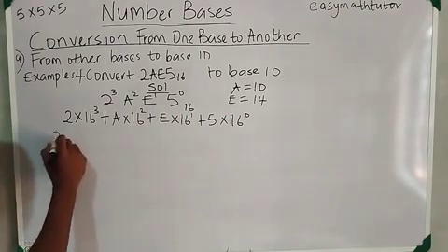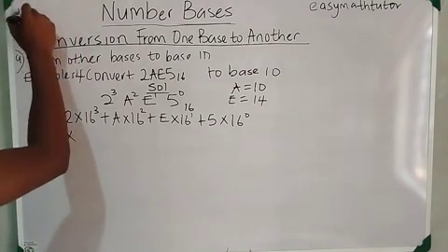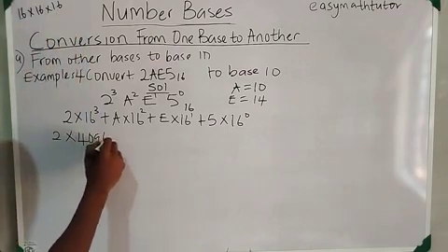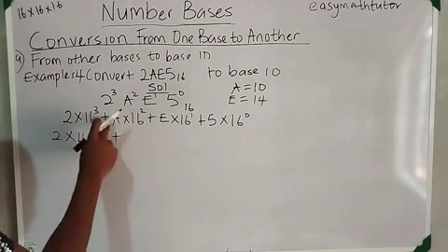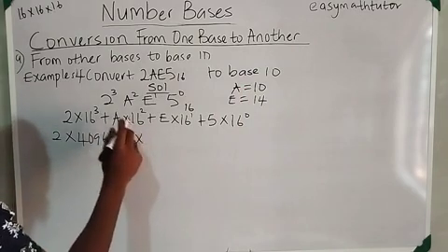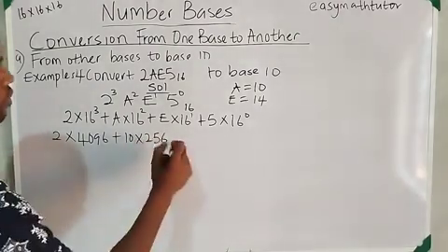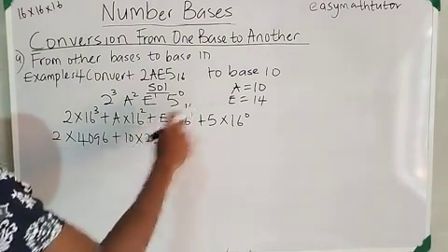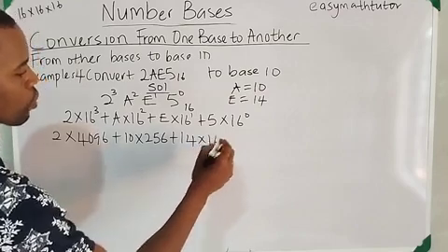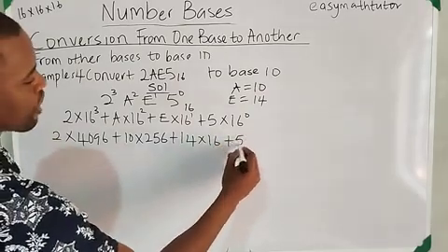So solving for this, 2 times 16 cubed is the same thing as 16 times 16 times 16, and that is going to give us 4,096. Plus, instead of A, we are now going to substitute it with 10. So we have 10 times 16 squared, which is 16 times 16, which is 256. Plus, instead of E, we are going to put 14. So we're going to have 14 times 16 raised to power 1, which is 16, plus 5 times 16 raised to power 0, which is 1.